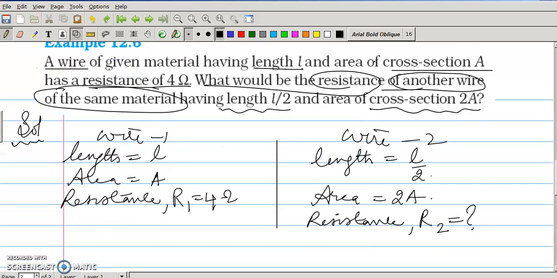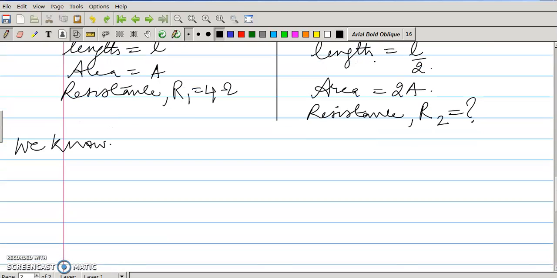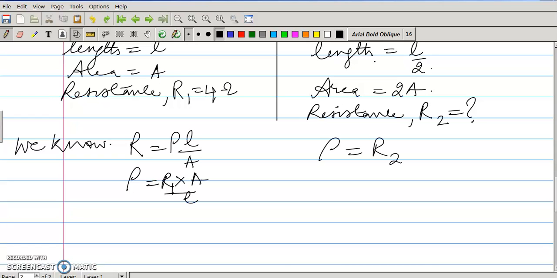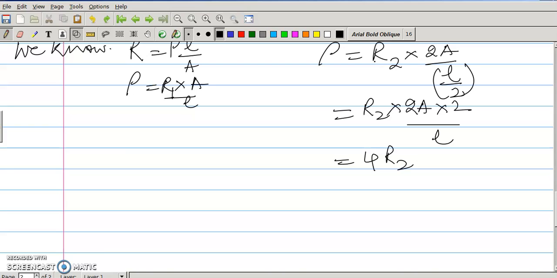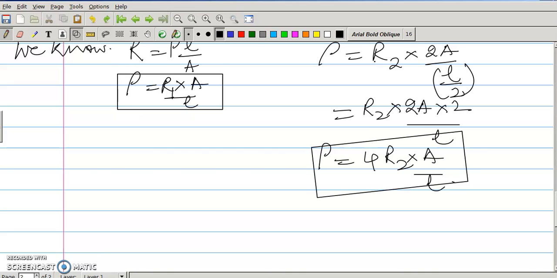We don't know that. Now let us go ahead. We know that R equal to rho L by A, but rho is equal to R times A by L. Similarly for the second wire, rho is R2 into 2A by L by 2, which comes out to be 4 R2 A by L.